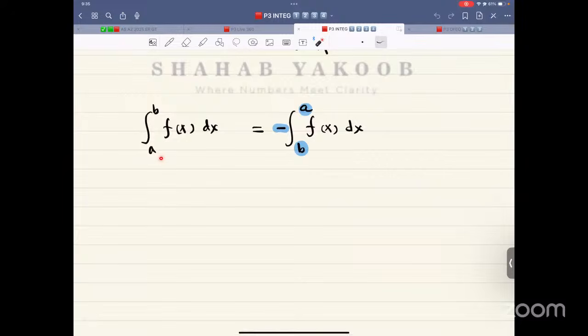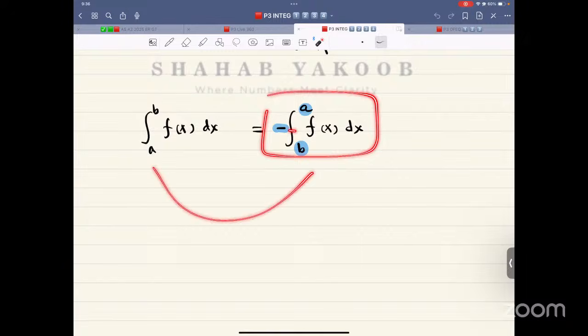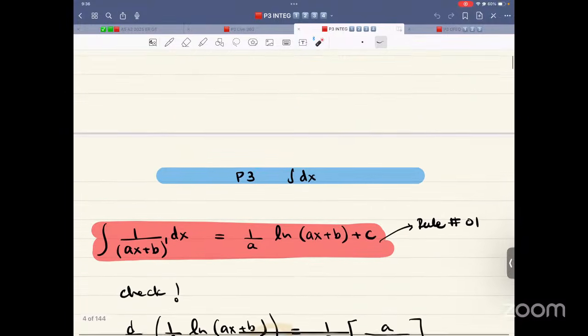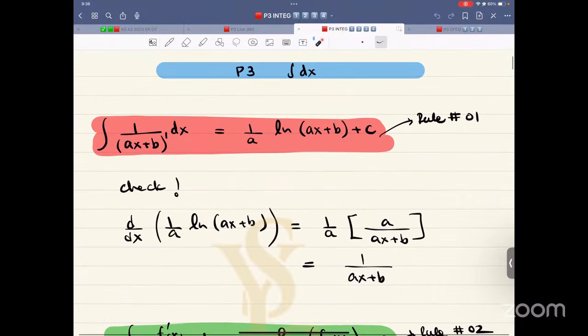Something from P1 that carries on to P3, actually more into P3, is this thing. If I integrate between the limits a and b, and if I want to put a negative sign, the limits will change their places. Or think about it this way. If this thing is given, this will be changed to this. So remove the negative sign, make it positive, the limits will change their position. Very important. The beginning of P3, that is 1 over ax plus b dx.